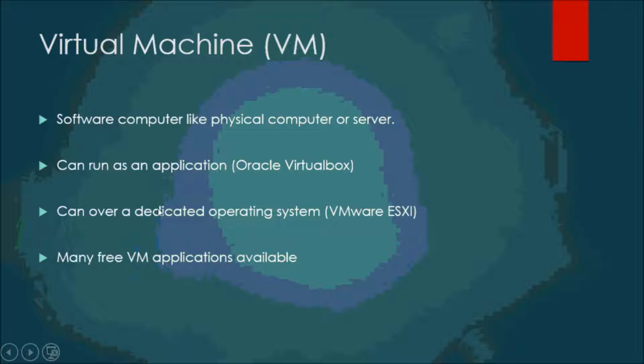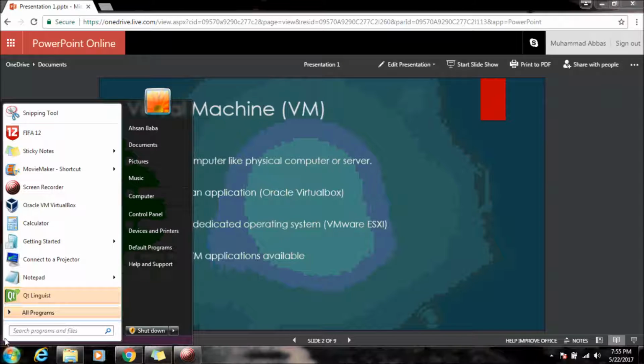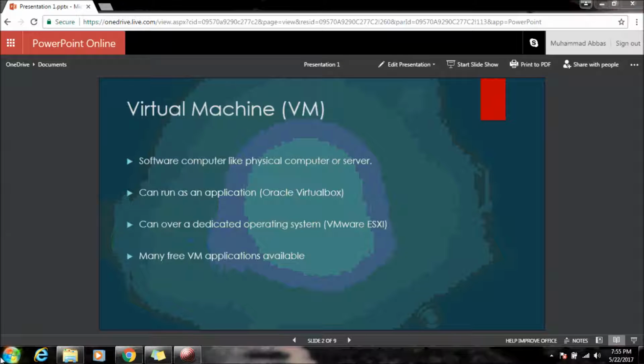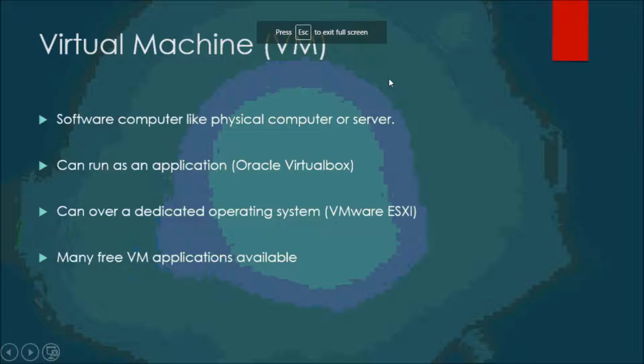A virtual machine can run as an application, and this means that you install a software or an application, and then on that application you create virtual machines, and on that virtual machine you install your operating system, and then you perform your functions. Okay, so let's look at that in more detail. Here we can see I have Oracle VM VirtualBox. I downloaded that from the internet and installed it, and on that I create virtual machines.